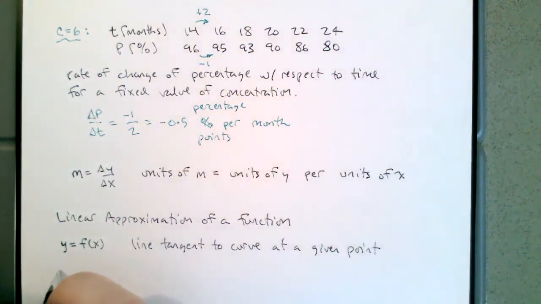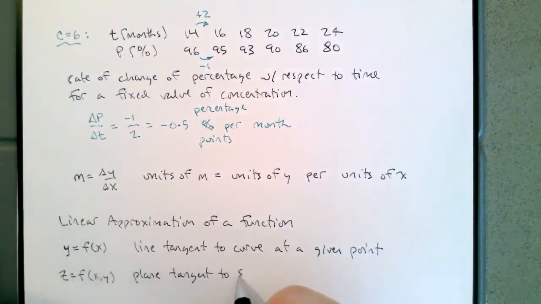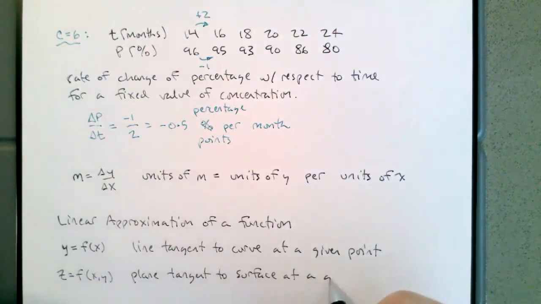If we have a function of two variables, we're looking for the equation of a plane tangent to a surface at a given point.